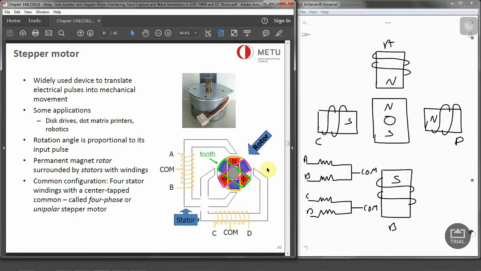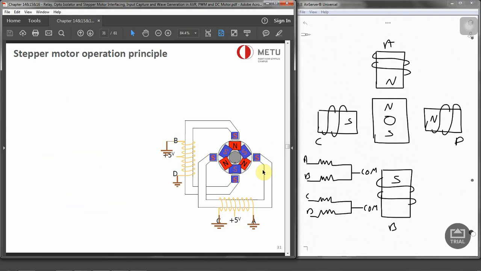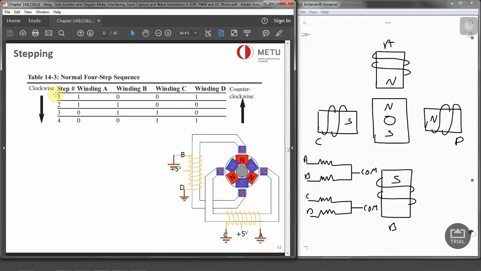To operate the stepper motor, we apply a sequence of power to each of the stator windings, and then the rotor will rotate. These sequences are generally given as a normal 4-step sequence, and these 4 steps actually represent 1001, which is 9, 1100, which is 12, 6, and 3.